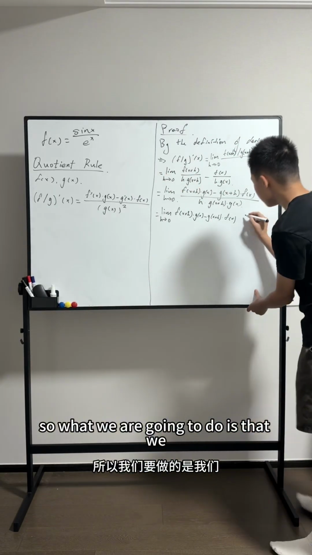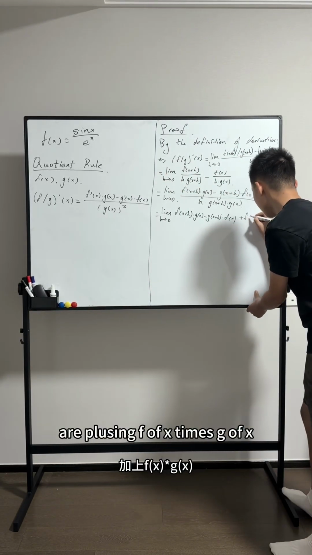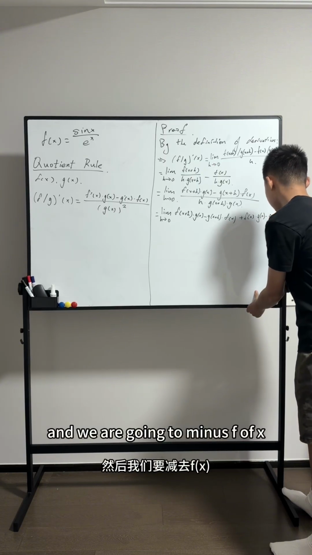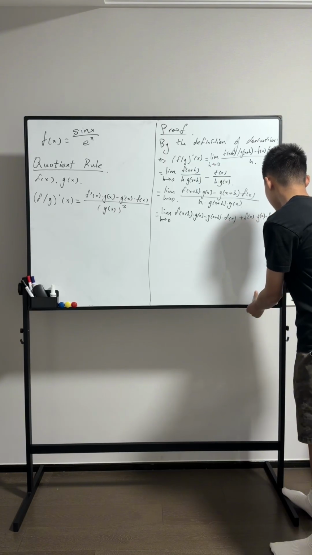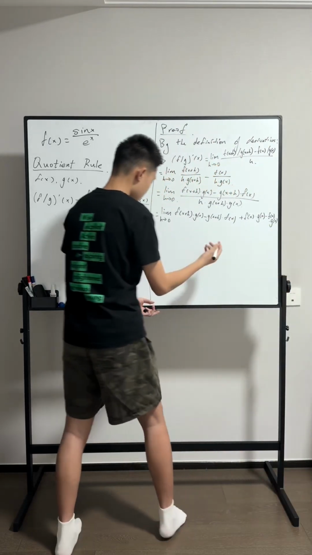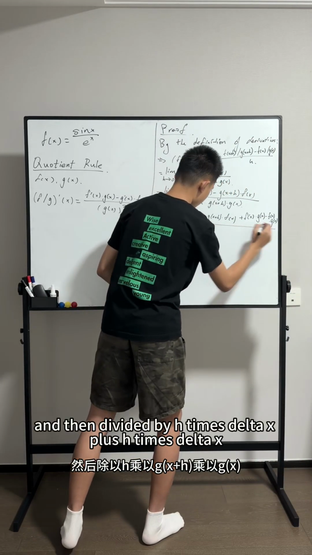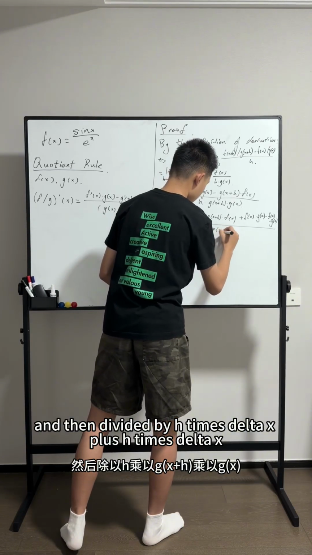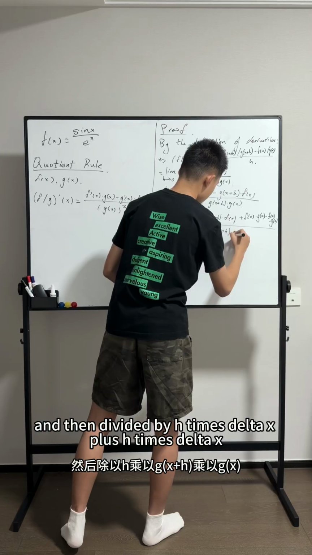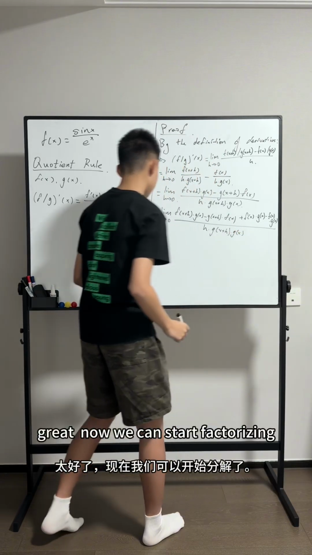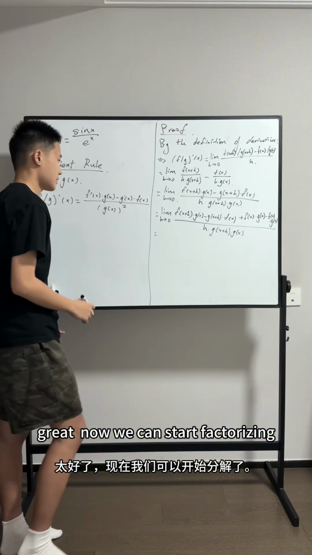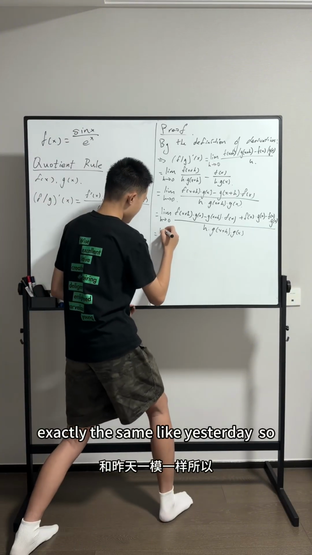So what we are going to do is that we are plussing f of x times g of x, and we are going to minus f of x times g of x. I'm running out of space. Please bear with me. And then divided by h times g of x plus h times g of x. Great. Now we can start factorizing. Exactly the same like yesterday.